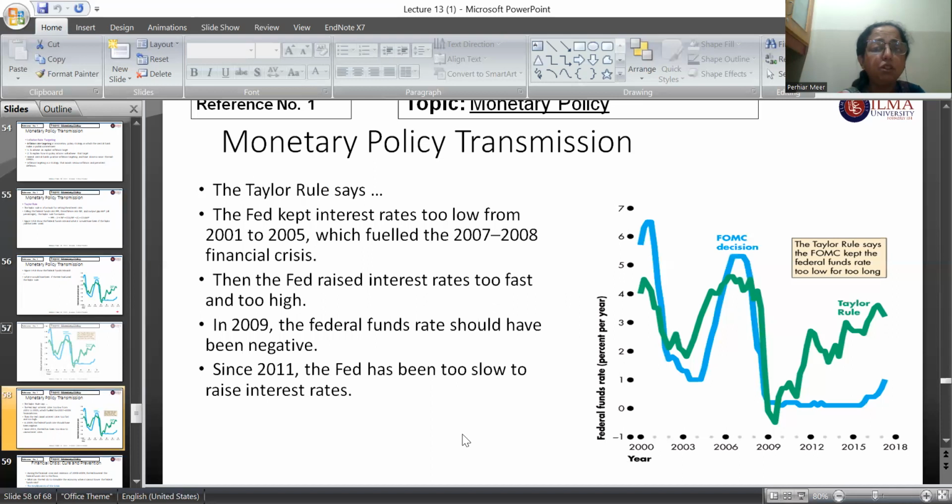Further, on monetary policy transmission, the Taylor rule says the Fed kept the interest rate too low for too long from 2001 to 2005, which fueled the 2007 and 2008 financial crisis. Then the Fed raised the interest rate too fast and too high. In 2009, the federal funds rate should have been negative. Since 2001, the Fed has been too slow to raise interest rates.